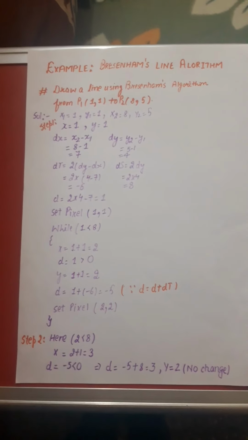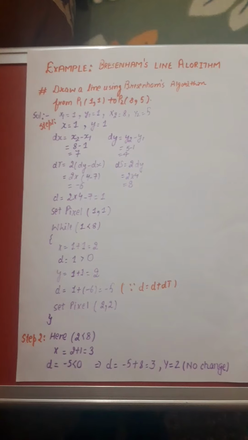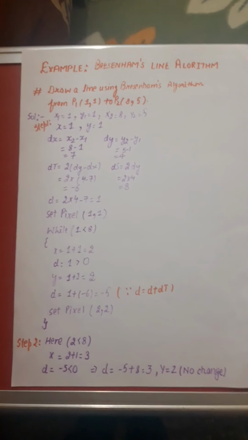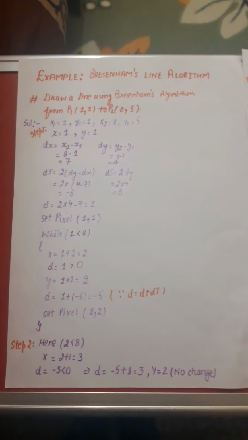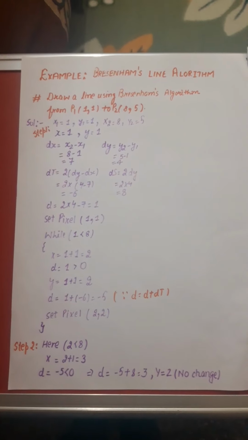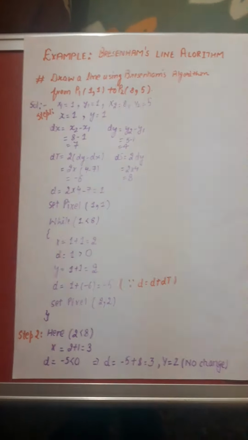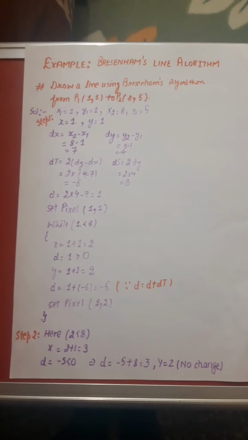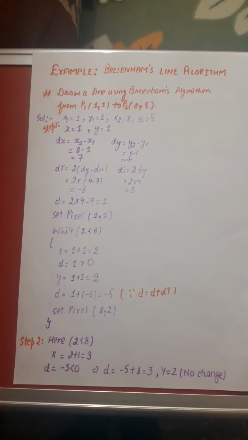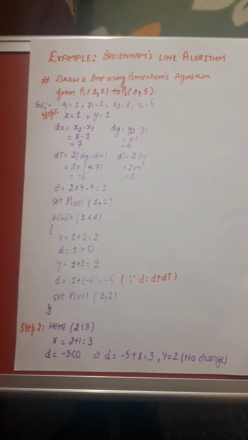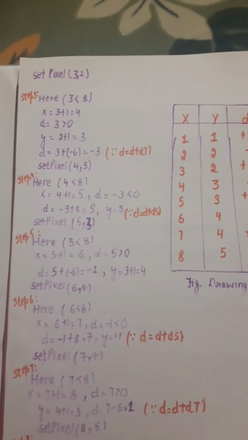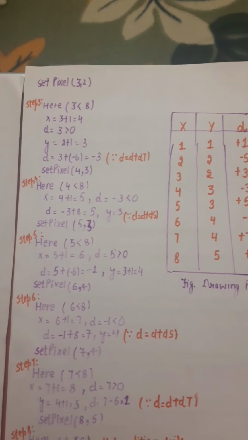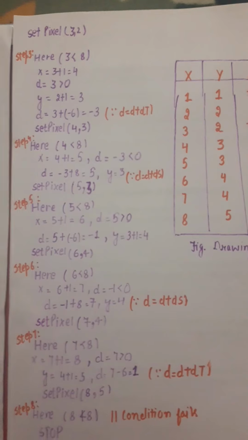So here also 2 is less than 8. So in this case, x will increment. Now we will see the value of d. Since the value of d is minus 5, which is less than 0, there will be no change in the value of y, but the value of d will be changed. The new value will be minus 5 plus 8, that is 3, right? So with the new values 3, 2, we will set another pixel.